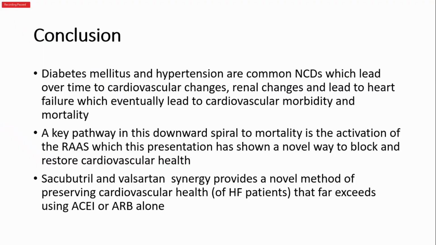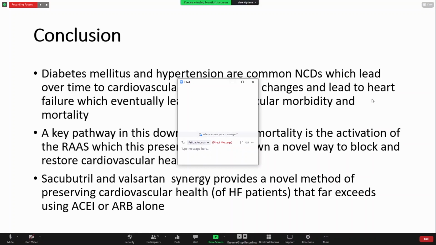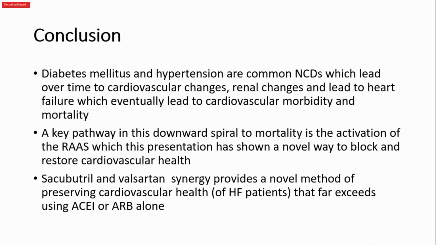So in conclusion, diabetes and hypertension are common non-communicable diseases. They lead over time to cardiovascular changes, renal changes, and eventually to heart failure. So when we look at kidneys, we talk about end-stage kidney disease; in the heart, we see heart failure as the end stage of the cardiovascular problems the patients have. And this eventually leads to cardiovascular morbidity and mortality. And before, we used to think that it was something that you could not stop. But with what we are seeing now, you can see that this is a course that you can actually truncate.